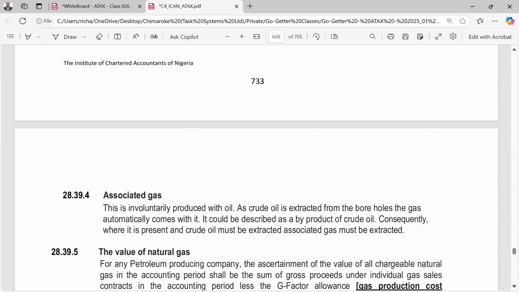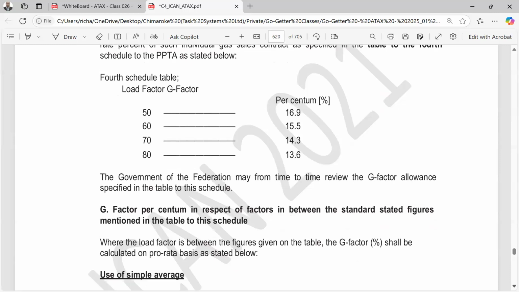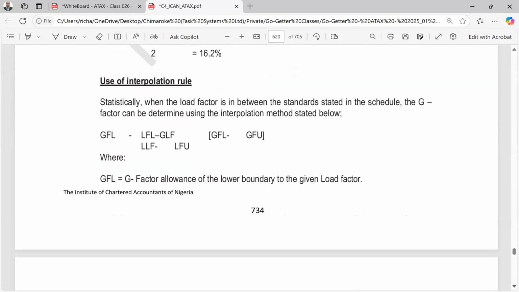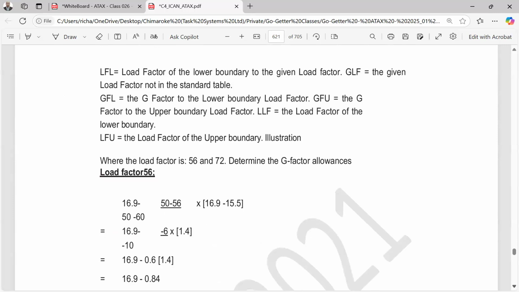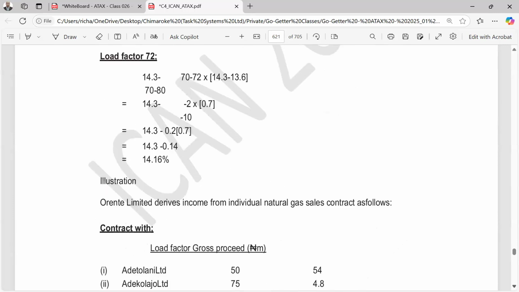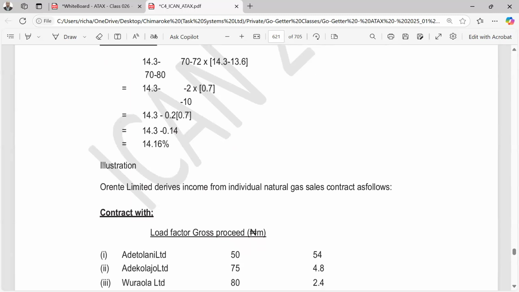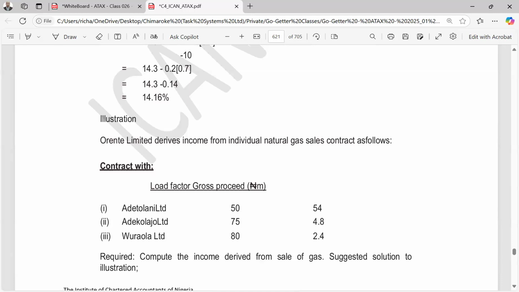So this is a value of natural gas. Illustration. Okay, look at this illustration. Oriente Limited derives income from individual gas sales contracts as follows. And this is contract 1 from Adetolani Limited. Look at the gas factor, and this is the amount.